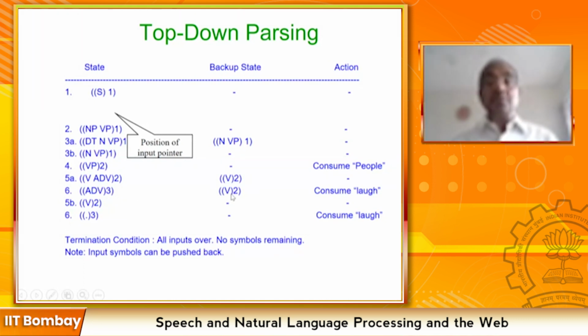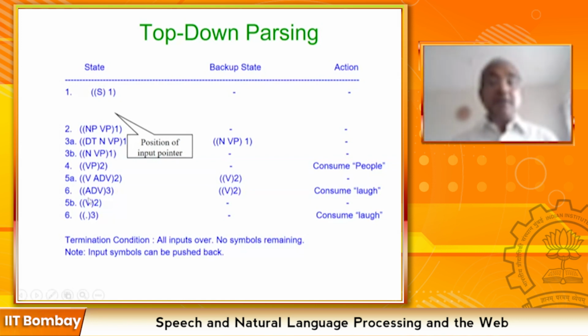So I bring V 2 as the backup state, doing backtracking. Now V comes back and the input pointer comes back to 2 from 3. So the input that was consumed is pushed back to the input. Now I have an expectation for V. This is met by laugh, because laugh can be a verb. Now the stack is empty and the end of input has been seen. So stack empty, input over, the algorithm stops. So the parsing succeeds, saying that the sentence is a valid sentence.